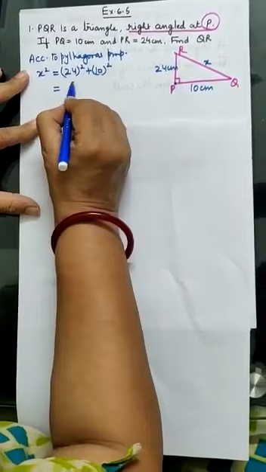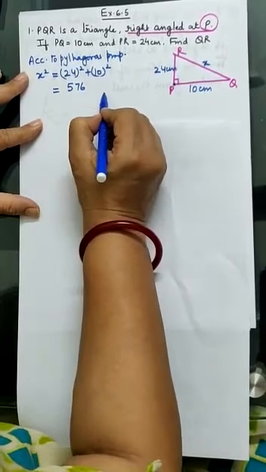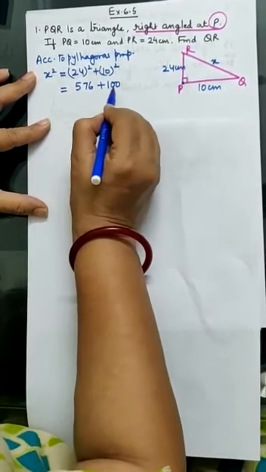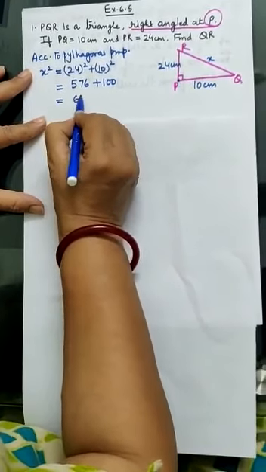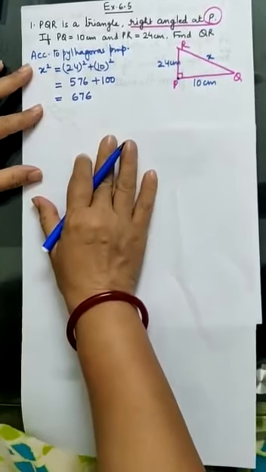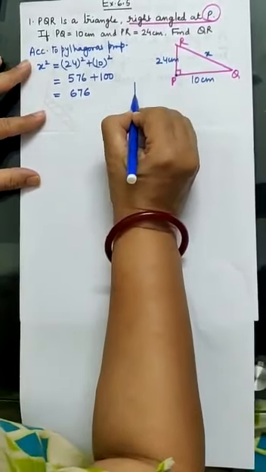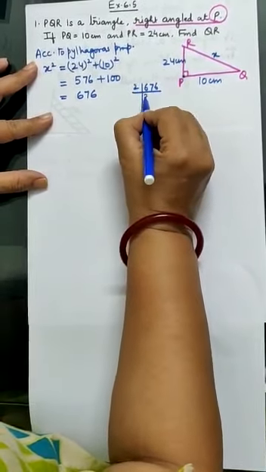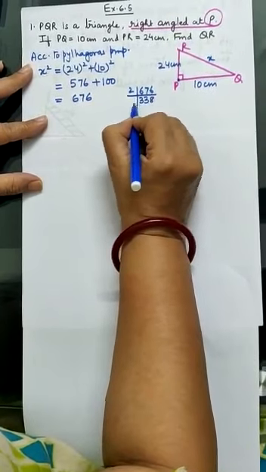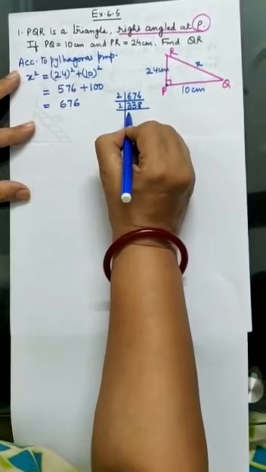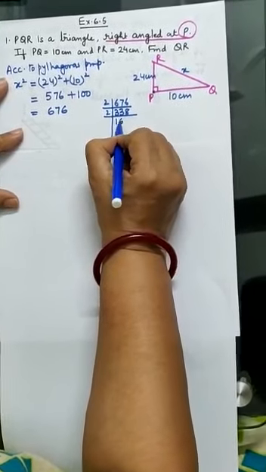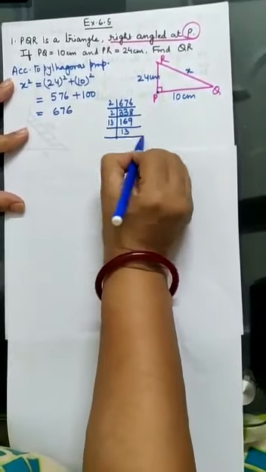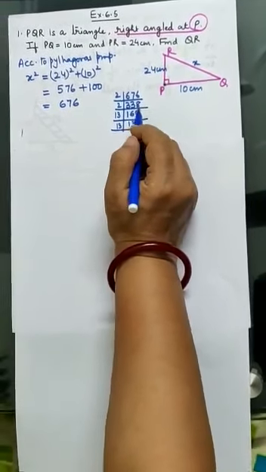Now 24 square is what? 576. And 10 square is what? 100. 576 plus 100 is 676. Okay. Now let us take the prime factorization of 676. 2 3s are 6. Again 2 3s are 6. 2 8s are 16. Now 2 1s are 2. 2 6s are 12. 2 9s are 18. Now 13 13s are 169. Again 13 1s are 13.